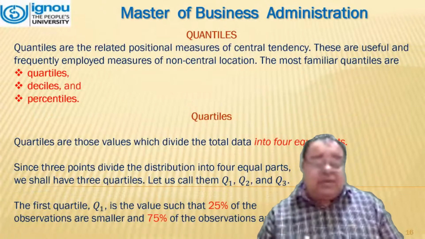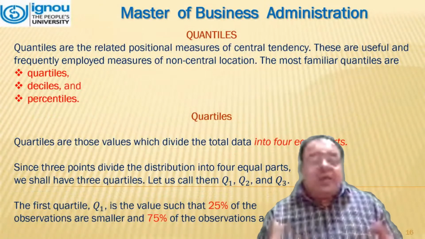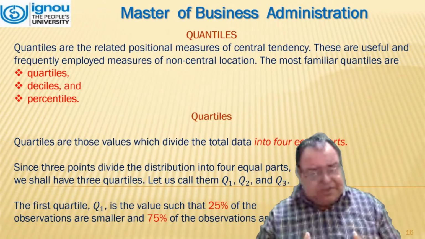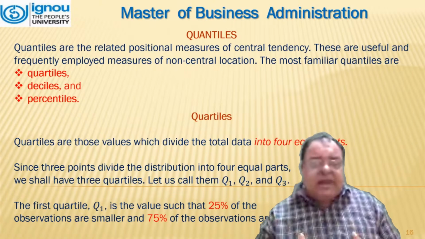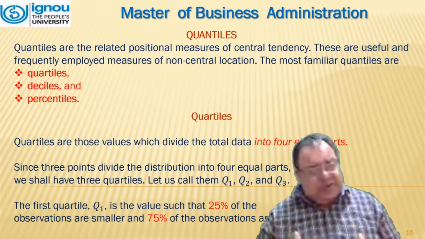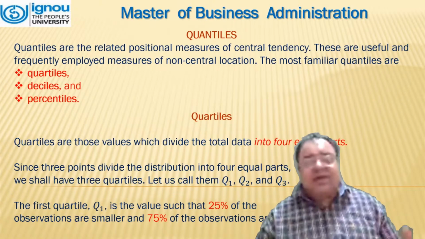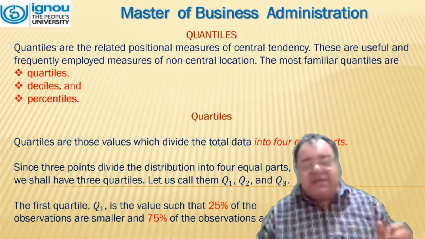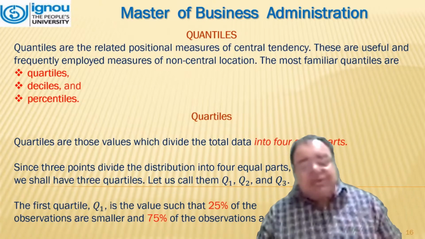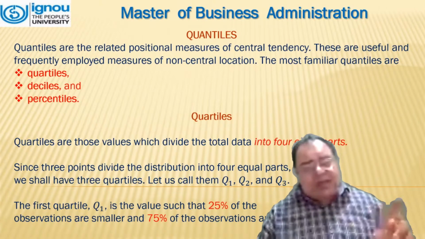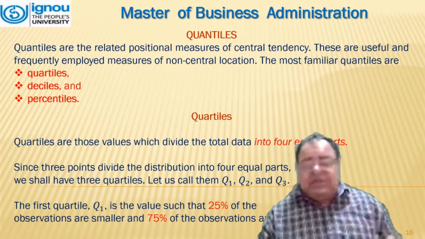Then come quantiles. Quantiles are the related positional measures of central tendency. These are useful and frequently employed measures of non-central location. The most familiar quantiles are quartiles, deciles, and percentiles. So we will start with quartile. Remember it, there are 4 quarters. That means quartiles are those values which divide the total data into 4 equal parts.